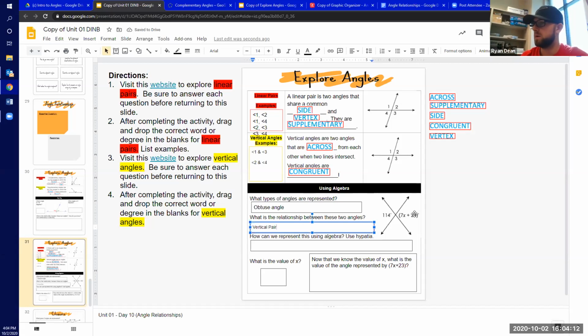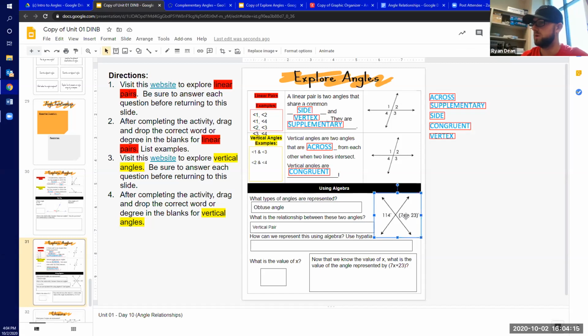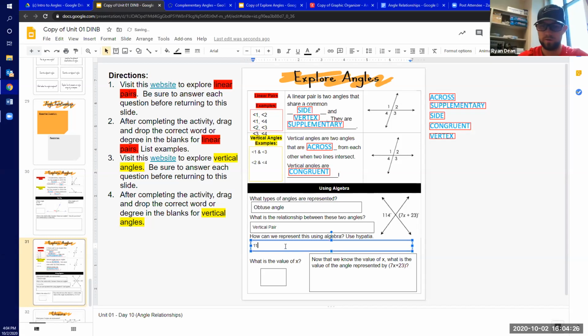The way that we can represent this relationship between the 114 and the 7x plus 23 is we can actually set up a formula, because we know that they're equal to each other. So we can say that 114 is equal to 7x plus 23. That's how I would set this problem up to figure out what the value of x is. We want to figure out the value of x to verify that both of these are 114 degrees. That's the whole purpose of this.